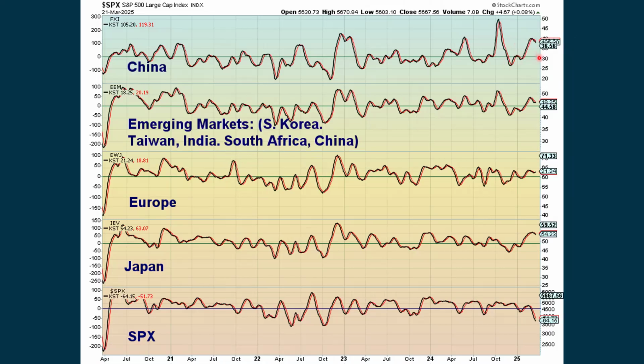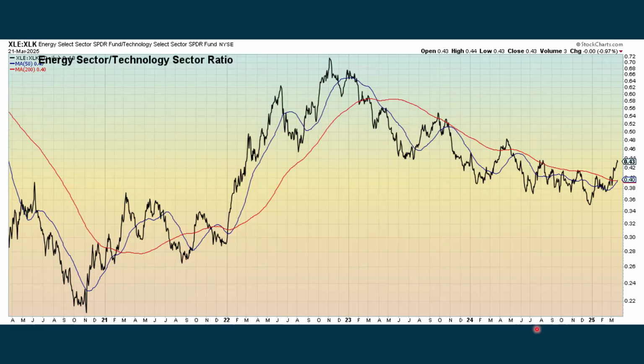When we look at China, we're going down. Emerging markets, they're going down. But you see where it's turning up just a little bit? They're holding up better than the US markets right now. And then you have Europe, which is starting to go back into an uptrend. We're rolling over in Japan, and we're in a downtrend in the US. Then we look at some ratios, energy to tech. This is also showing that energy is bouncing back up compared to tech.